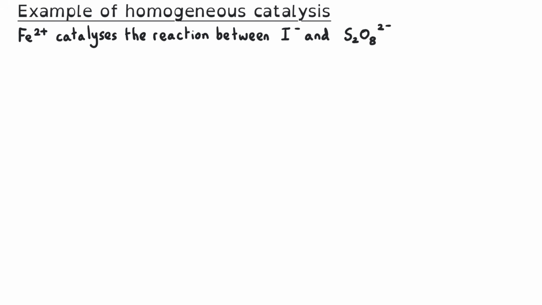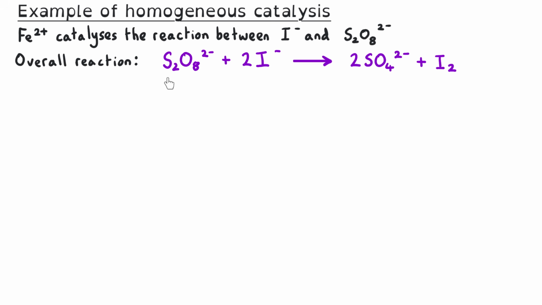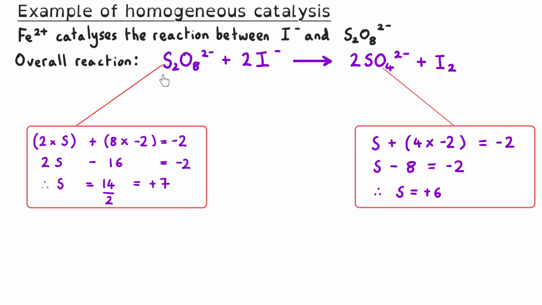A very common example of homogeneous catalysis that you need to know about is when iron 2+ catalyzes the reaction between iodide ions and peroxodisulfate ions, S2O8 2-. The overall reaction is the peroxodisulfate ion reacting with 2 iodide ions and producing 2 sulfate ions and iodine. If we take a look at the oxidation states, we can see that in the peroxodisulfate, each of those sulfur atoms has an oxidation state of +7, whereas in the sulfate ion, each sulfur has an oxidation state of +6.